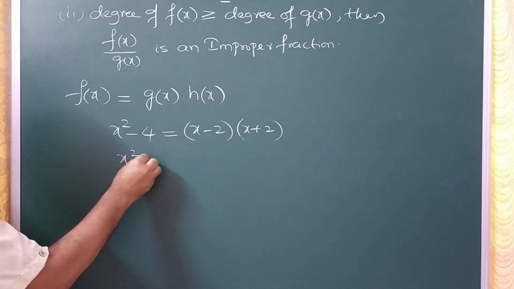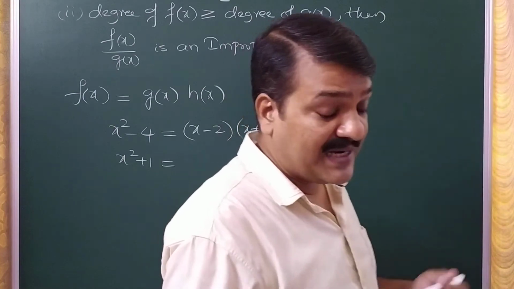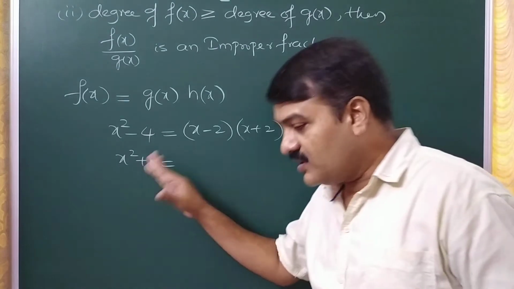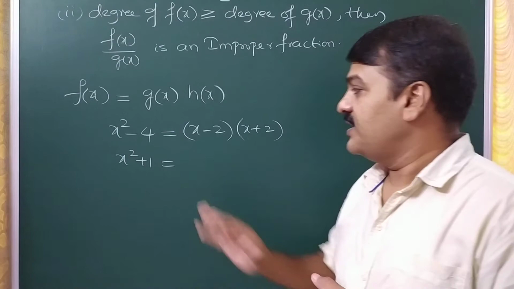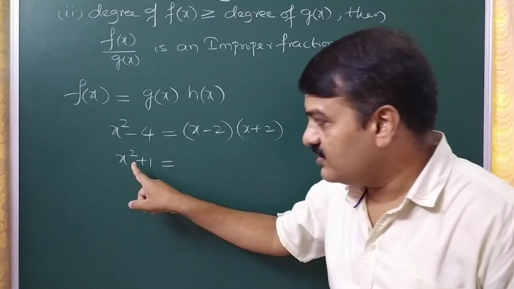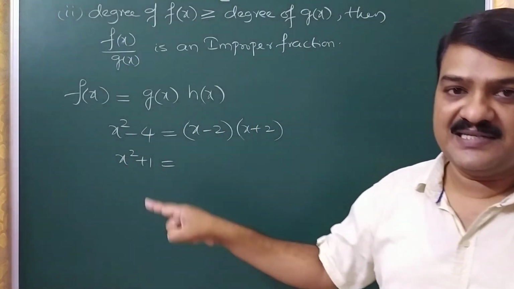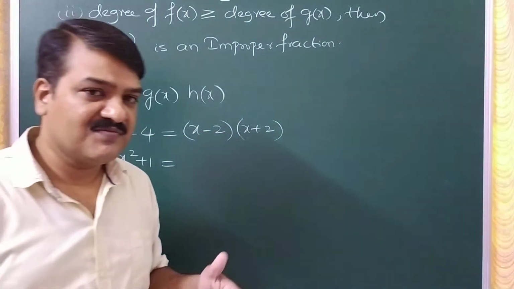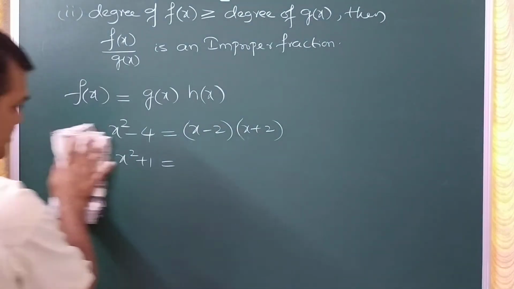For example, I will take x squared plus 1. Can you factorize it? No. When we ask whether you can factorize, we will talk only about real coefficients. We will not talk about imaginary coefficients or coefficients with iota. Real coefficients only we will discuss. So you cannot factorize this. Therefore, this will be called an irreducible factor. Reducible means which you can factorize. Irreducible means which you cannot factorize further, in simple words. Okay, so these are about reducible and irreducible factors.